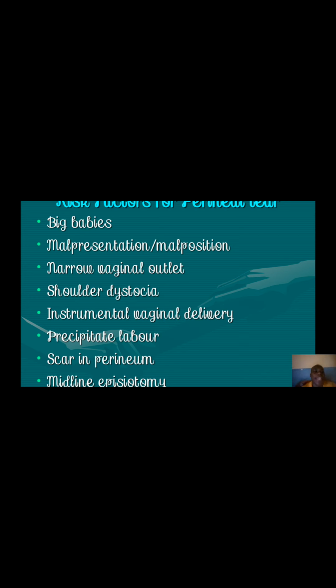Narrow vaginal orifice. Yanaweza kuwa vaginal opening ni ndogo sana. So if ni ndogo na mtoto ni mkubwa, ili apite lazima atachanika. And there is shoulder dystocia. We shall see it when we discuss shoulder dystocia.